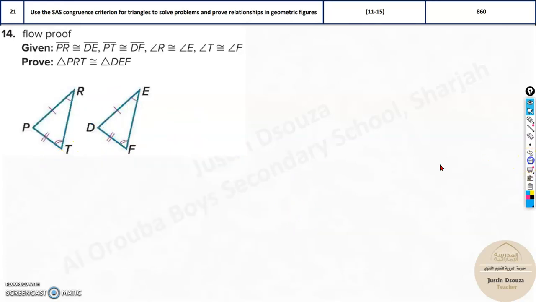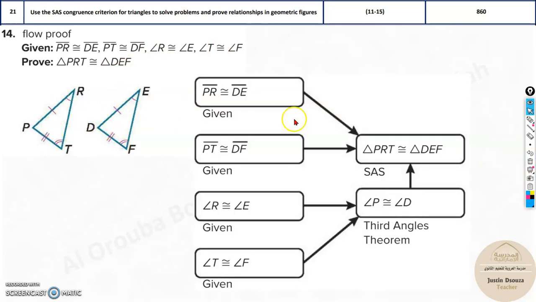Similarly, please do try these by yourselves. Most of the things are given over here. It's very simple. They have asked for a flowchart, and literally everything is given. See, PR is congruent to DE, PT is congruent to DF, and they have told R is congruent to E, and then T is congruent to F.